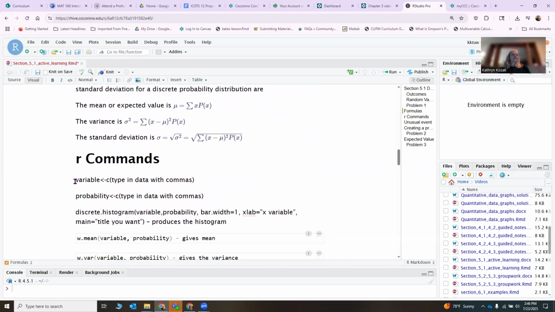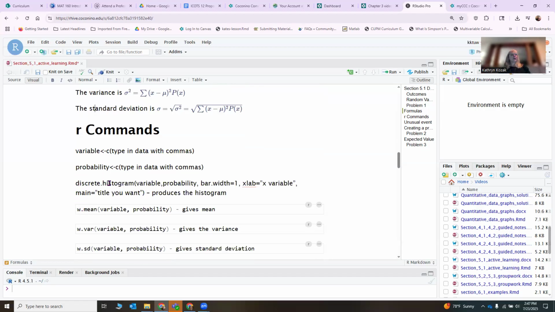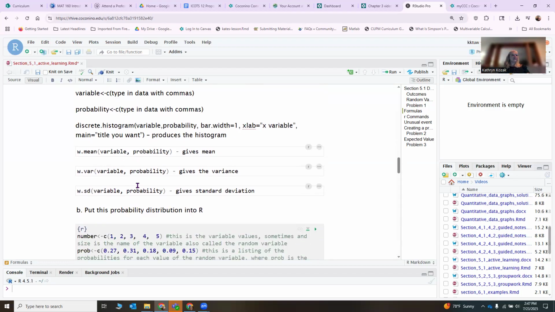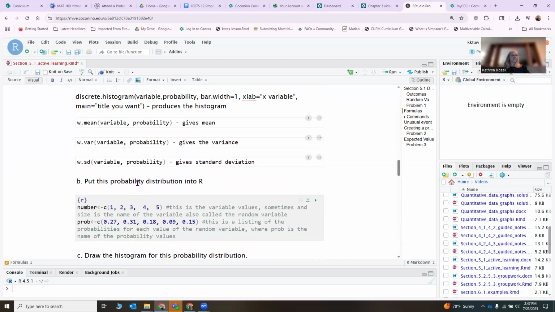R is a little bit easier. You're going to type in your variables. You're going to type in your probabilities. That C stands for combining them into one thing. Then we're going to do a discrete histogram using this command. I'll explain what these are when we do it. And then here's your mean and your variance and standard deviation and how you calculate those. This is only using these packages. If you don't use these packages, you can't.